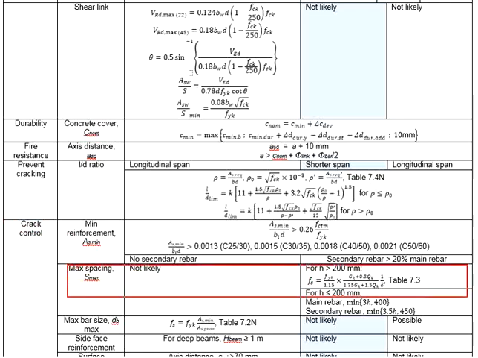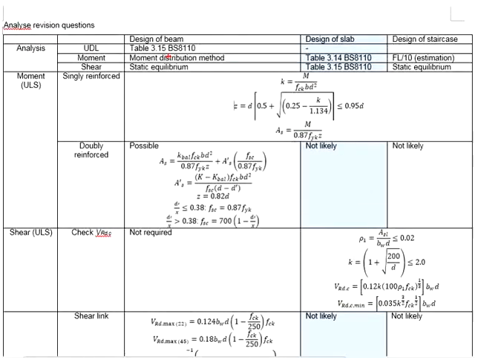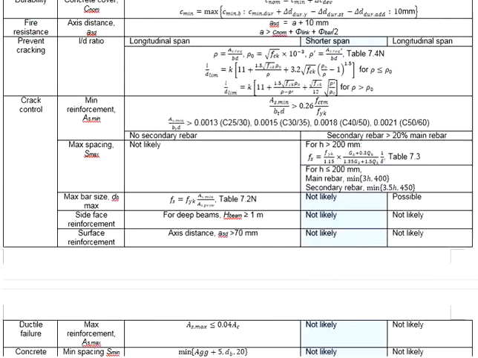If you see the summary here, the maximum spacing is not likely to be checked for reinforced concrete beam, but it should be checked for both the slab and the staircase. The maximum spacing is not likely an issue to reinforced concrete beam due to the limited cross-sectional area of a typical reinforced concrete beam. The common sizes used in the industry are 150 times 450, 230 times 450, and etc.